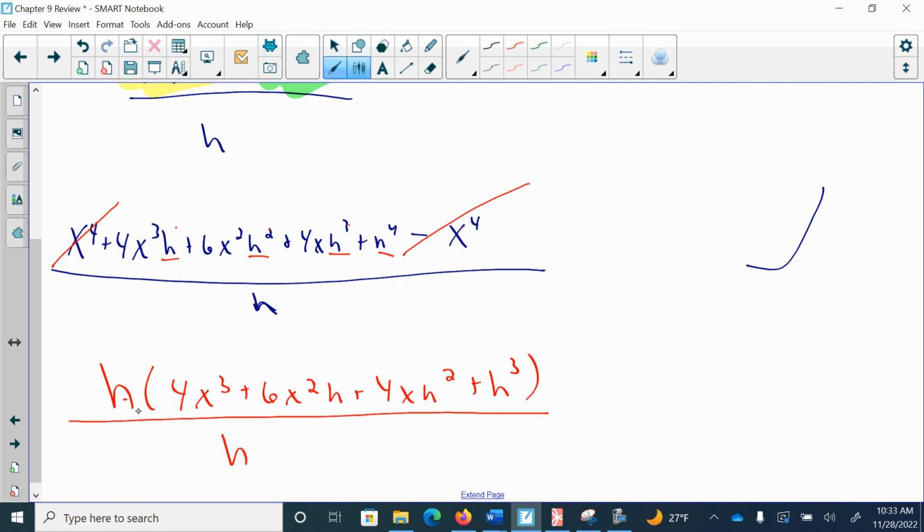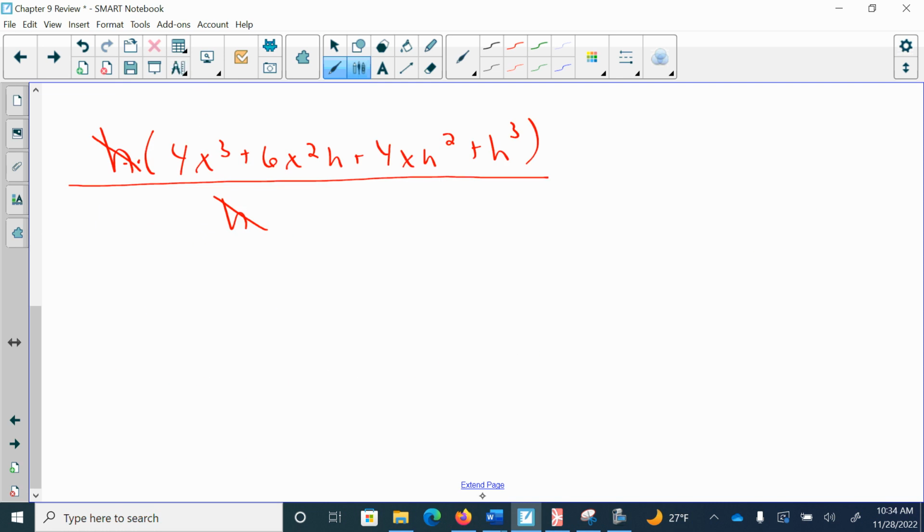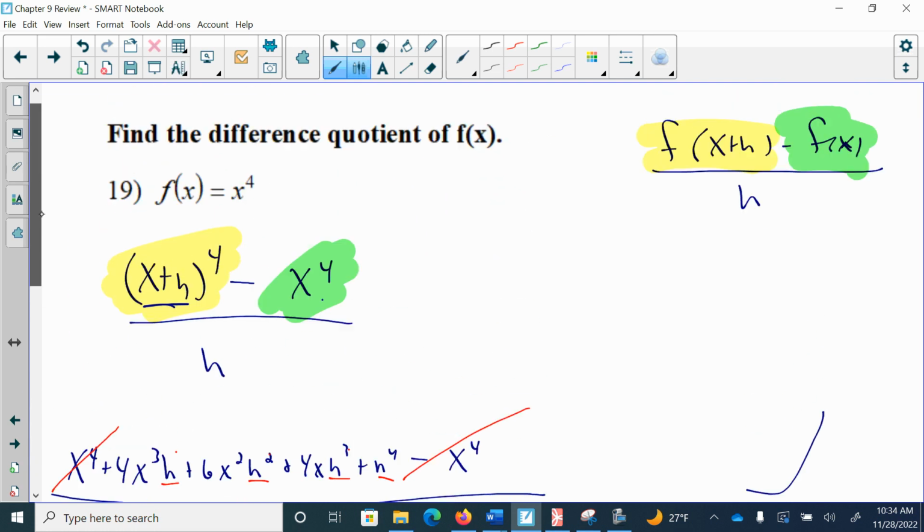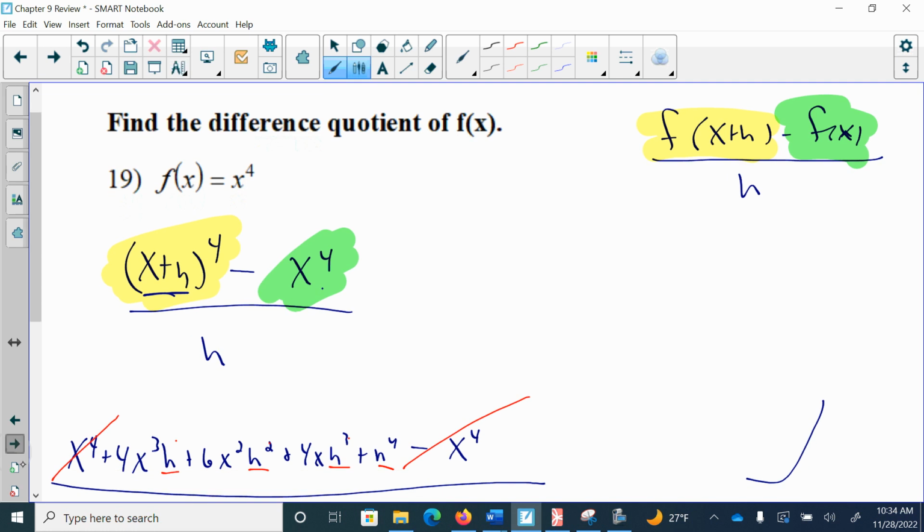Once I make this h a factor, I can simplify it, and my final answer for my difference quotient will be 4x to the third plus 6x squared h plus 4x h squared plus h to the third. This is a very important problem in calculus, so I want you to get comfortable with this. The whole point, the reason why it's in this section, is using that Pascal's triangle.